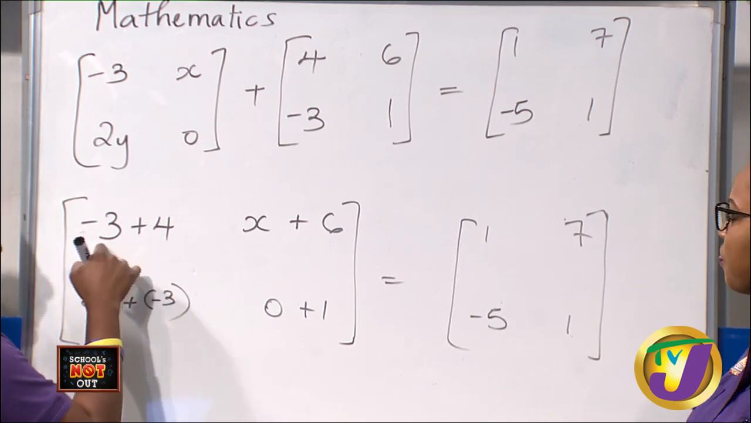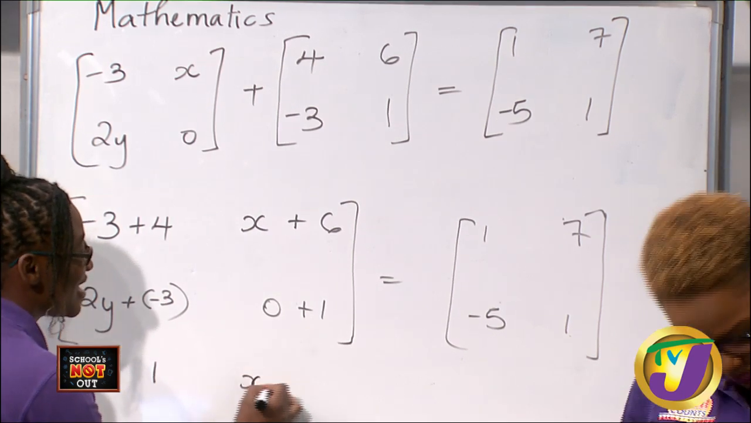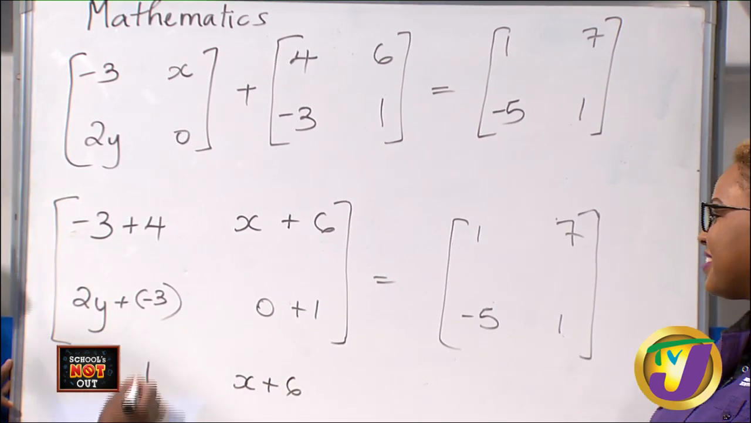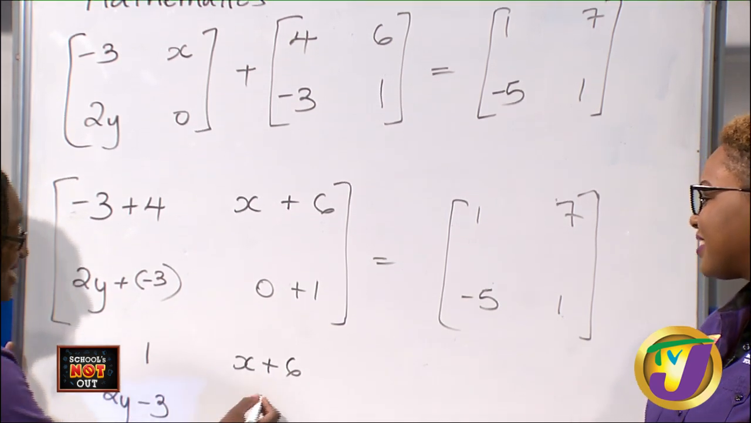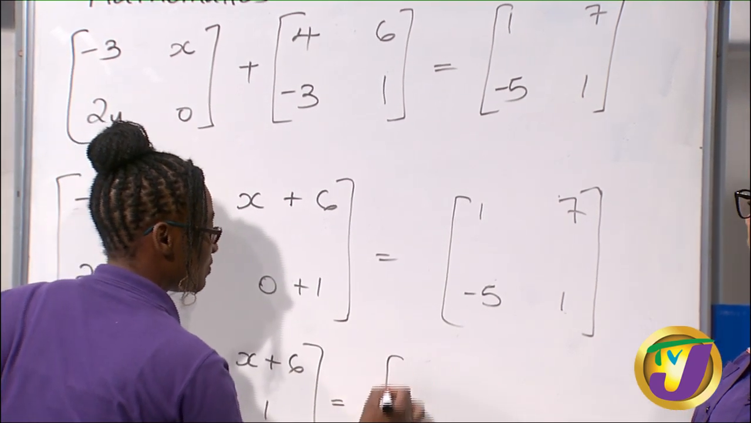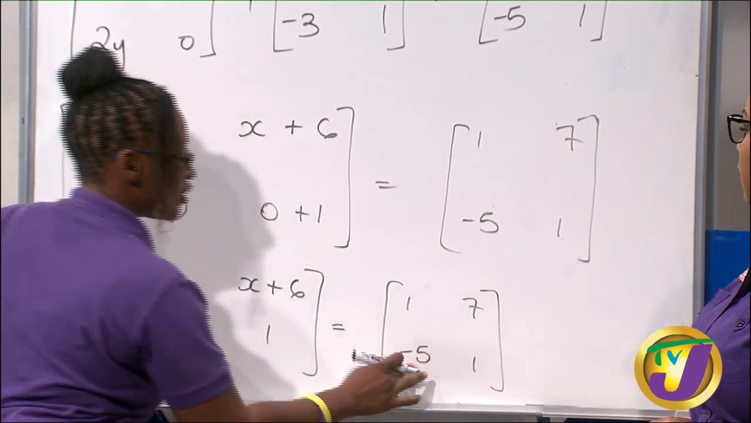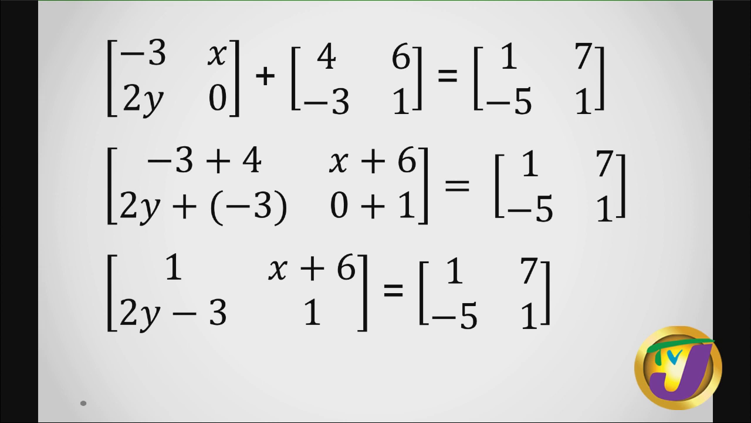All right. So negative 3 plus 4 is 1. And then I have x plus 6. And now I have 2y minus 3. And over here I have 1. And that is equal to 1, 7, negative 5, 1. Now, Latoya, we place a lot of emphasis on this equal sign because when we talk about equal, we're saying that what is on the left-hand side is the same or equivalent to what is on the right-hand side.